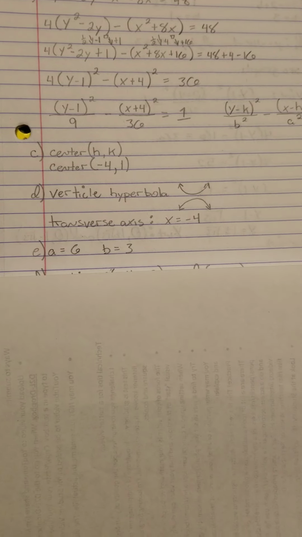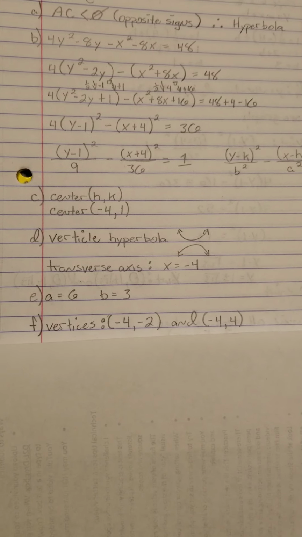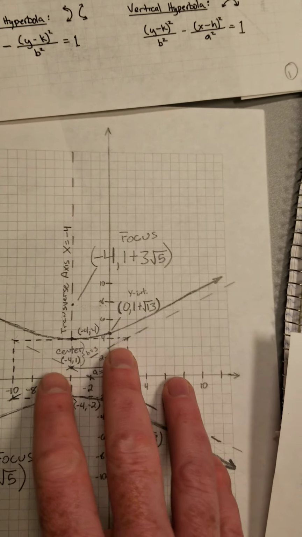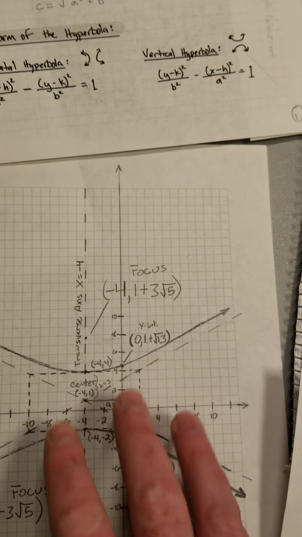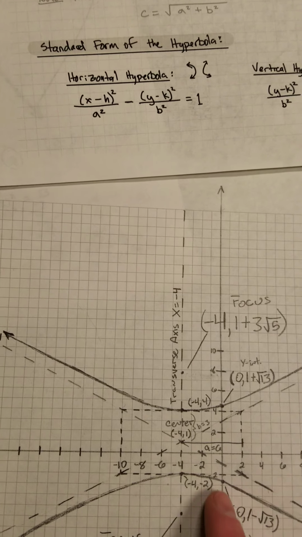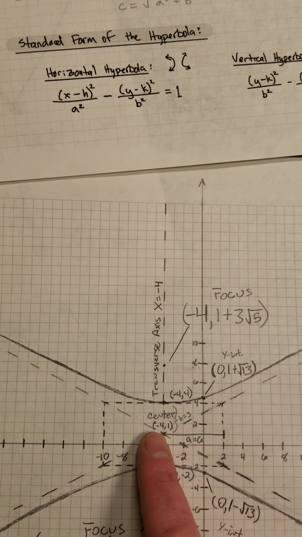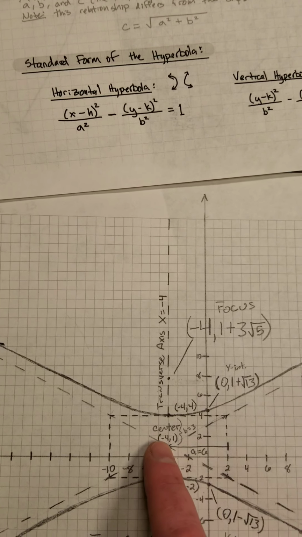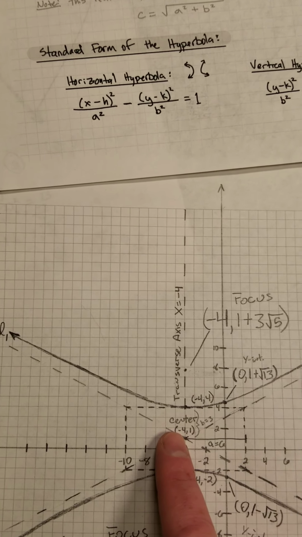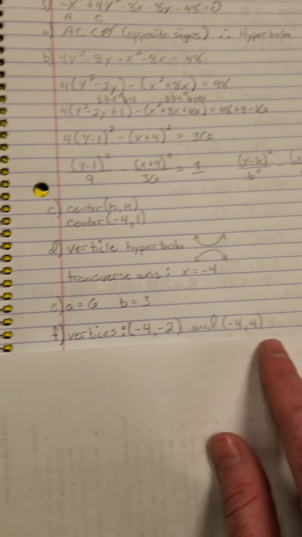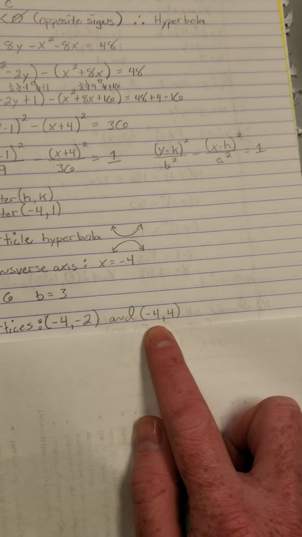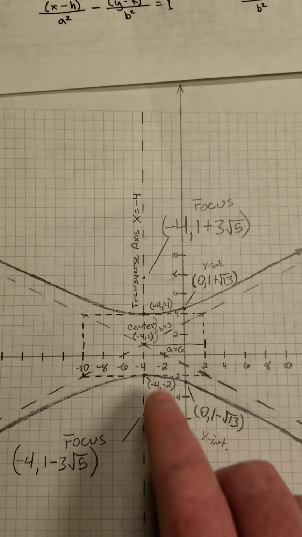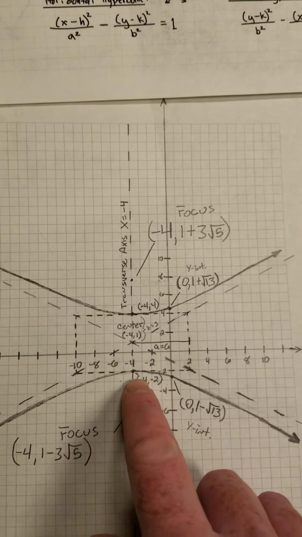Next thing they wanted us to figure out were our vertices. Now, since we already know this is going to be a vertical opening hyperbola, our vertices are going to be based at the center point, and then we're just going to go up the b units, so up 3 and down 3. So from 1 up 3, and we get point negative 4, 4. Down 3, we get negative 4, negative 2. And those are going to be the vertices of our hyperbola.